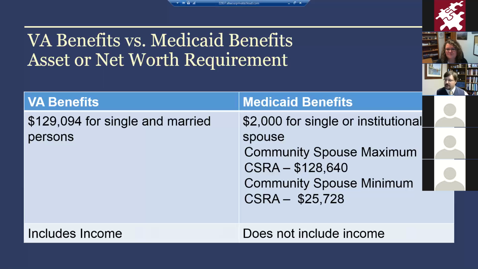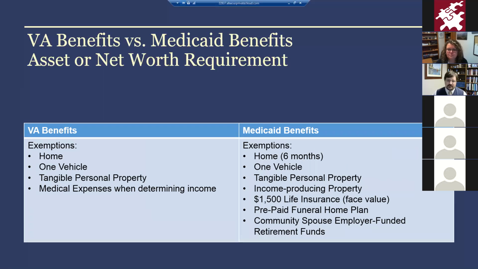Yeah. So some of the exemptions on the VA side, again, we're not counting the home, we're not counting one vehicle, we're not counting tangible personal property, and then we're deducting those medical expenses if we're determining someone's income for that asset or net worth requirement. What are some of the exemptions for Medicaid, Joy, that they're not going to count? Yeah, Medicaid's the same, except that the home may be an issue after 6 months, but then also income producing property, a little bit of life insurance, funeral plans, and the community spouse's retirement funds. Okay.